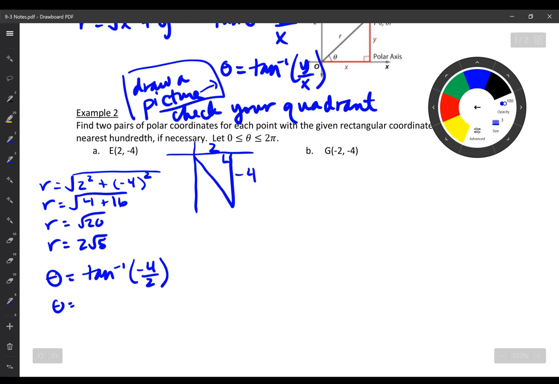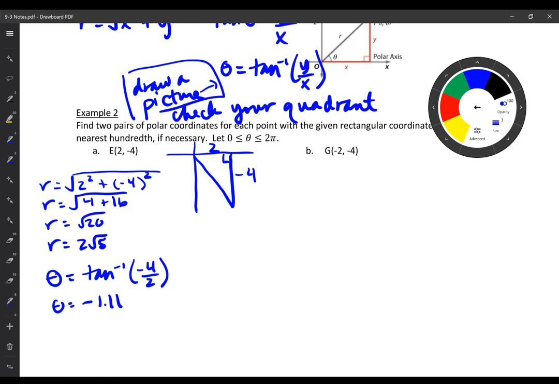So that means, let's see, theta is going to be, grabbing my calculator here, negative 1.11. And this is in radians, okay? I'm using radians right now. That's why I have such a weird number, and I'm not putting down a degree symbol. And I'm using radians because they're saying my angle should be between 0 and 2 pi.